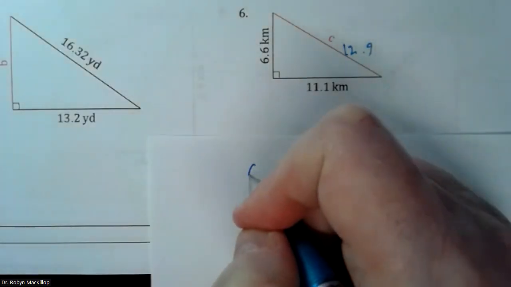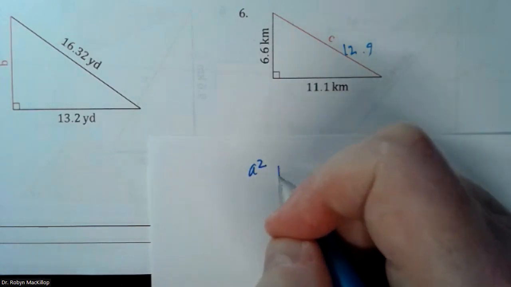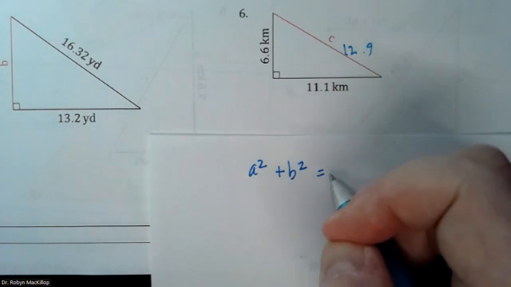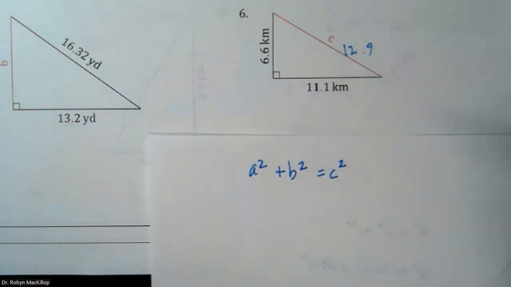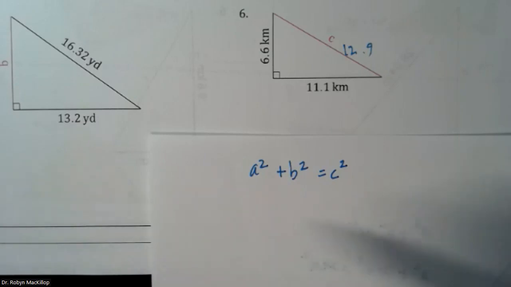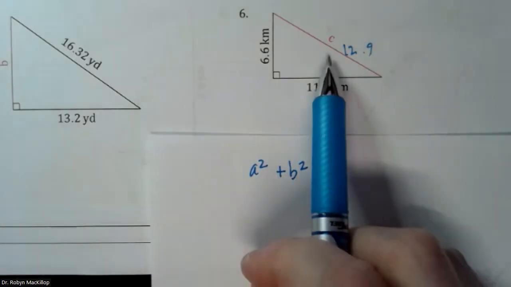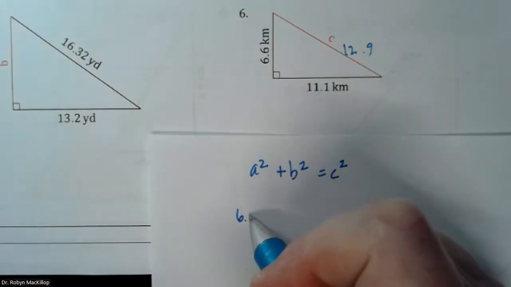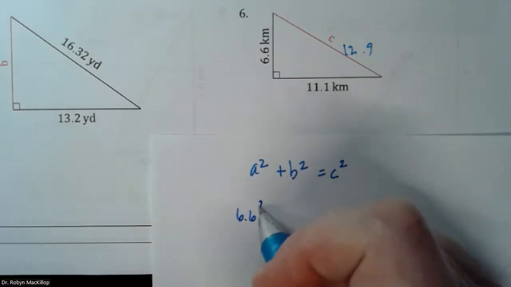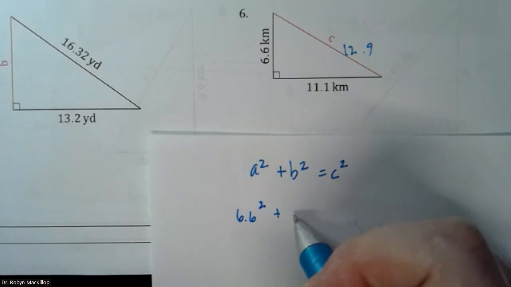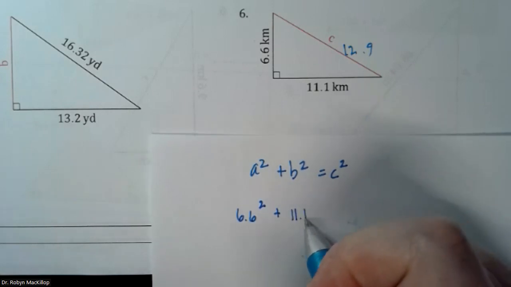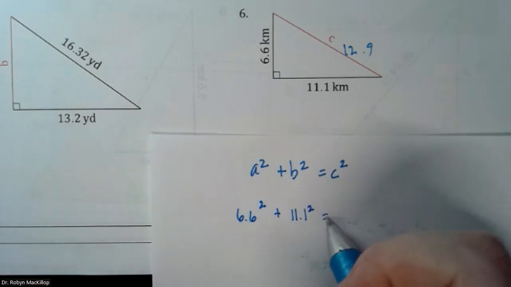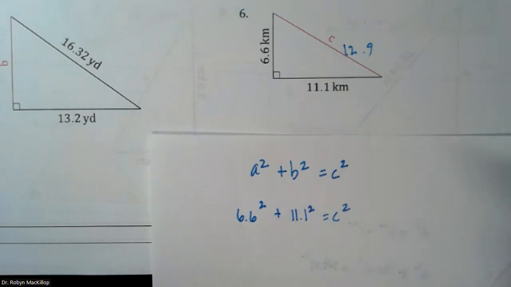So our Pythagorean theorem, I'm just always going to write it down because that way you get used to seeing it. It just means the two sides squared when added together equal the long side. And they gave us A and B. We are looking for C. So we can say 6.6 is A squared from the formula. B is 11.1. That's all from the triangle. Squared is from the formula. And this is what we're looking for, C squared.